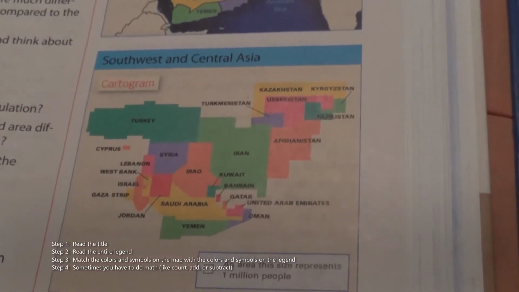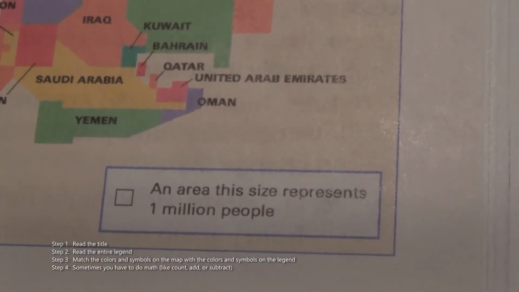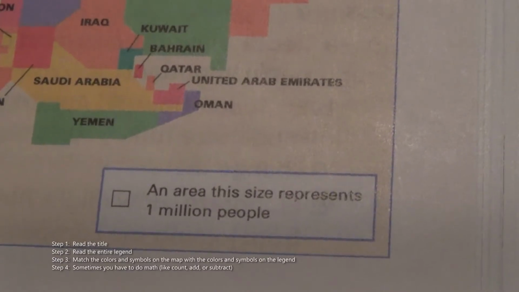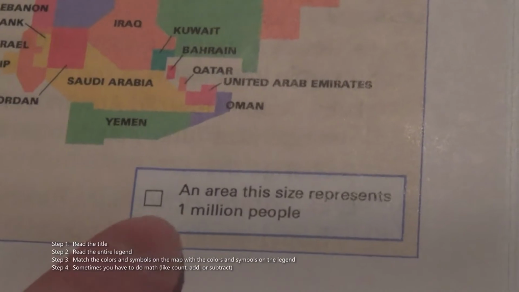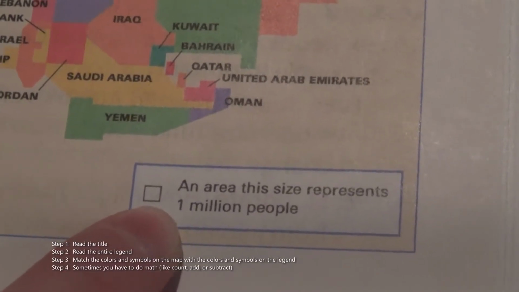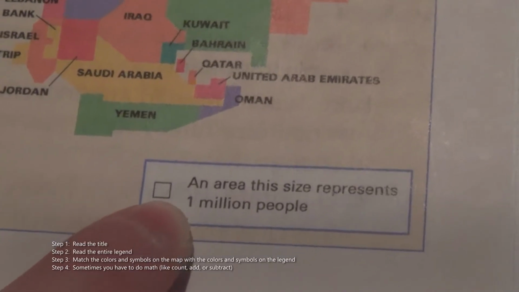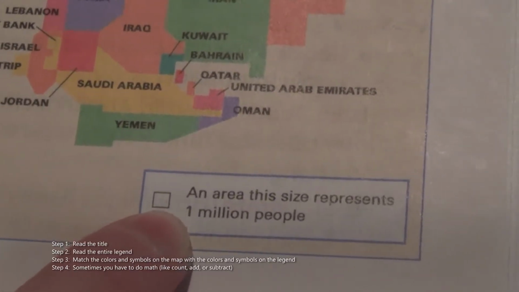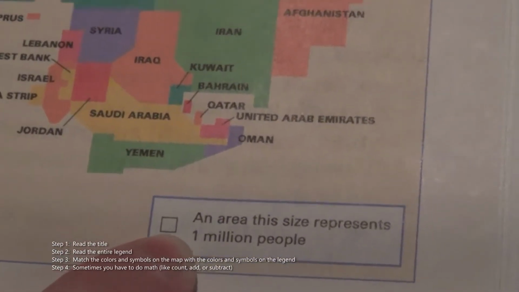The second step that you need to do is to read the legend. This legend for this map is pretty small. It says that a square is an area this size that represents 1 million people. So every time you see this square, no matter the color on this map, it represents 1 million people. So the more squares, the more people. The fewer squares, the fewer amount of people that live there.